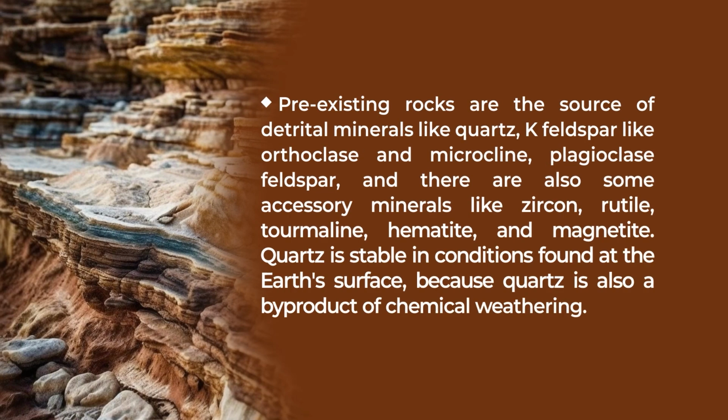So, you see learners, the pre-existing rocks are the source of the detrital minerals like quartz, the K-feldspars like orthoclase and microcline, the plagioclase feldspars, and there are also some accessory minerals like zircon, rutile, tourmaline, hematite, and magnetite. And we all know that quartz is stable in conditions found at the earth's surface, because quartz is also a byproduct of the chemical weathering.